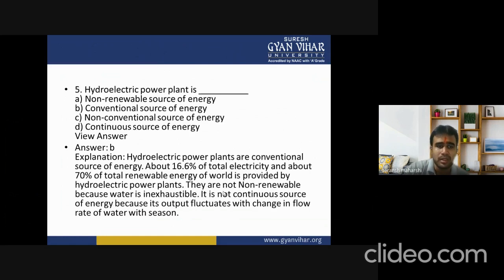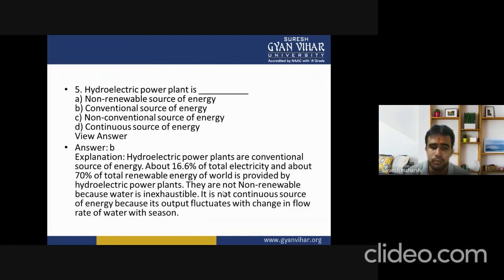Hydroelectric power plant is: option A, non-renewable source of energy; option B, conventional source of energy; option C, non-conventional source of energy; option D, continuous source of energy. So the correct answer is option B, conventional source of energy, because hydroelectric power plants are a conventional source of energy.